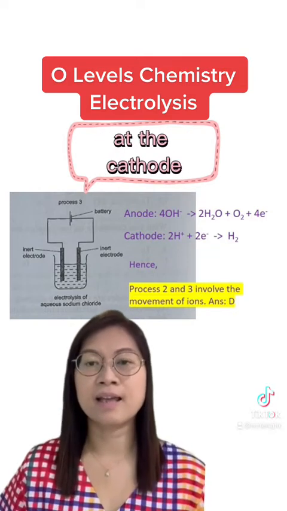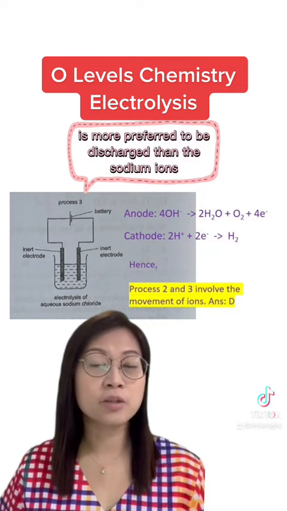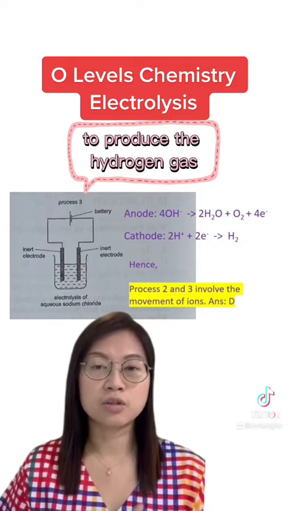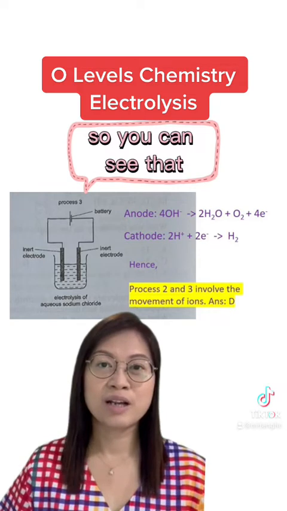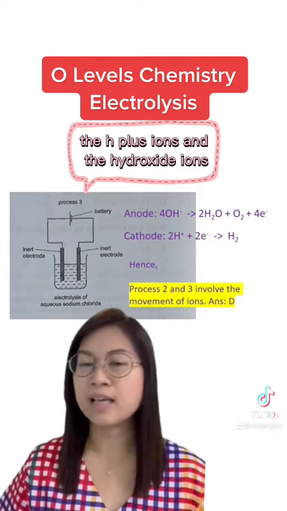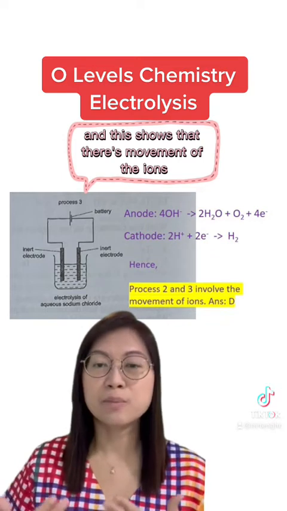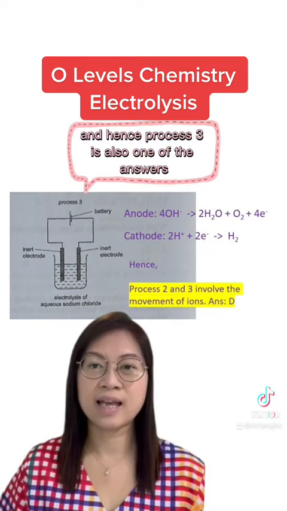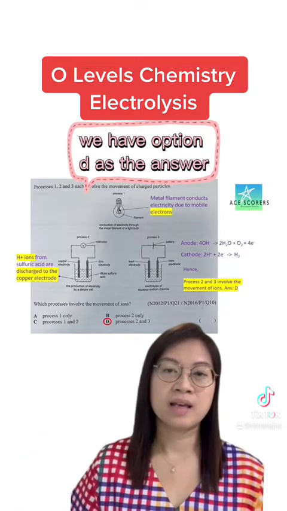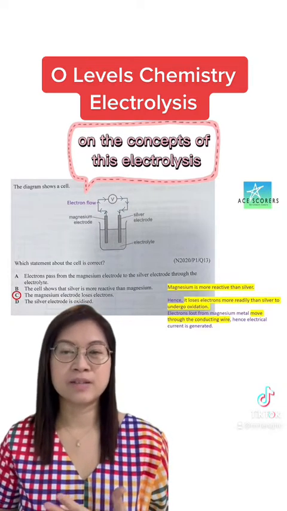On the other hand, at the cathode, we have the H+ ions discharged, because the H+ ions are more preferred to be discharged than the sodium ions, and hence the H+ ions discharge to produce hydrogen gas. So you can see that in the whole setup, the H+ ions and the hydroxide ions are being discharged at the respective electrodes, and this shows that there is movement of the ions, and hence process 3 is also one of the answers. Therefore we have option D as the answer. So let's go on to the next question on the concepts of electrolysis.